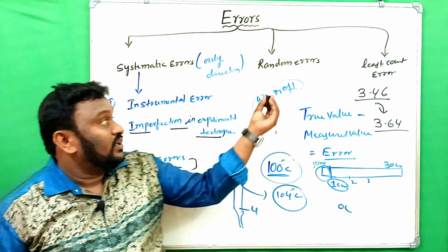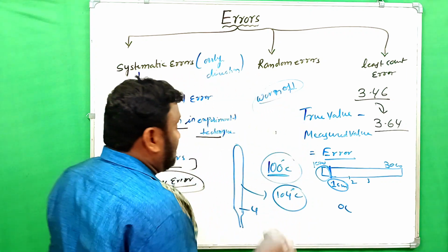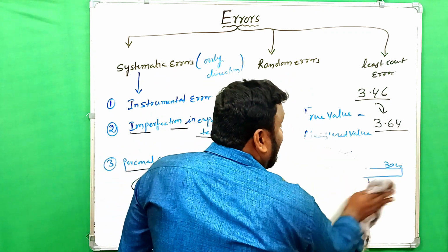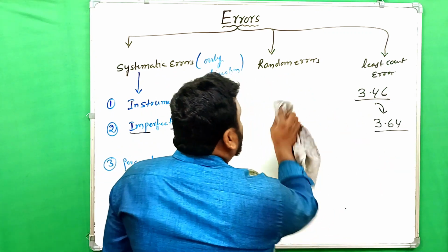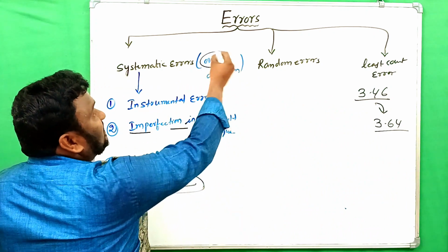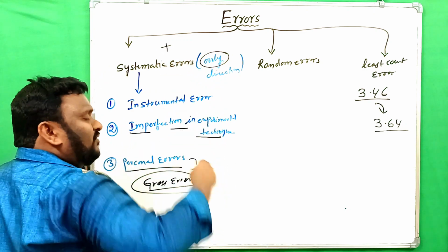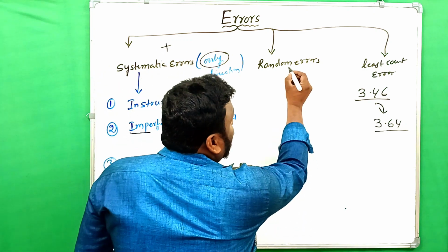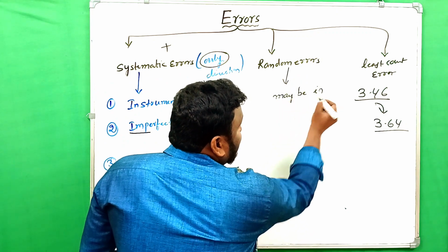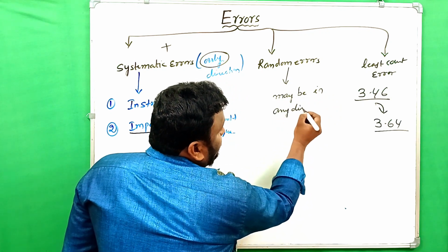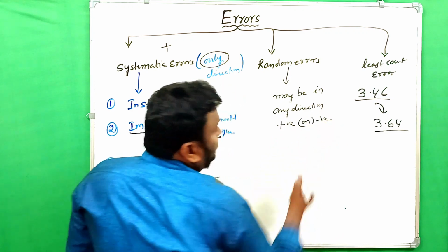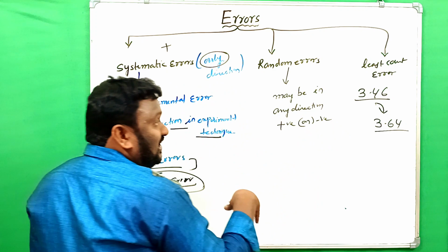Okay, let's go for now random errors. What are random errors? So random error means the errors which occur in any direction, either positive or negative. In case of systematic errors, only one direction. If it is positive, then every time it is positive only. But in case of random errors, the errors may be in any direction, whether they are positive or negative. Sometimes may be positive, sometimes may be negative.